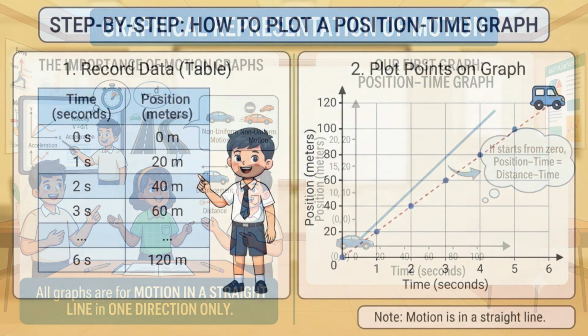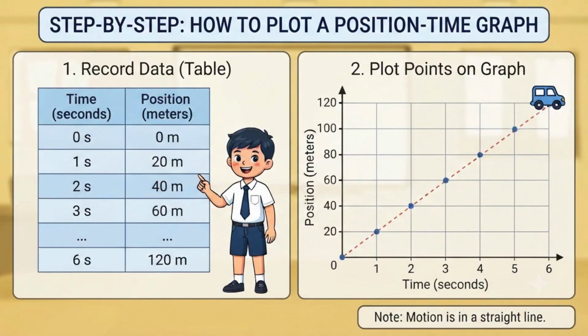Now that we know what a position time graph is, let's learn how to draw one step by step. Don't worry. It's much easier than it looks. Let's take an example. Suppose a vehicle is moving on a straight road. Its position is recorded every second. At 0 seconds, the position is 0 meters. At 1 second, it's 20 meters. At 2 seconds, 40 meters. At 3 seconds, 60 meters, and so on until 6 seconds, where the vehicle reaches 120 meters. Our goal is to represent this information on a graph.